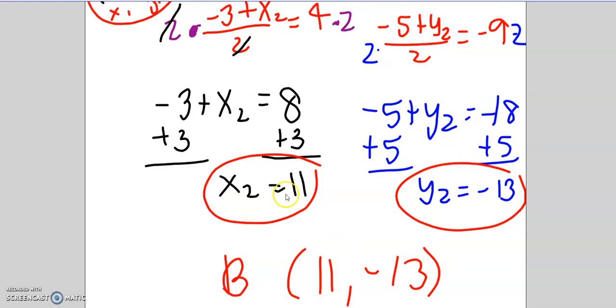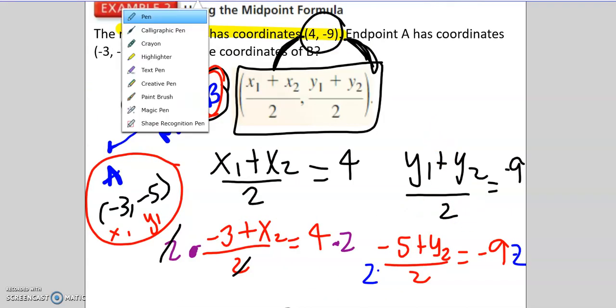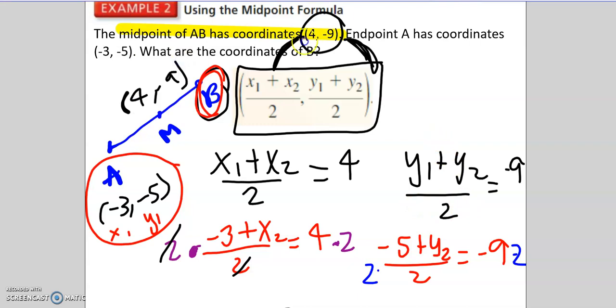Okay? Seems like a lot of work, guys, but it's really not. Focus on making the connection that this point is this formula. That's what we were given. We were given that endpoint A was -3, -5. Substitute that into the formula for what we know. Okay? This was my video on midpoint, how to use the midpoint formula.